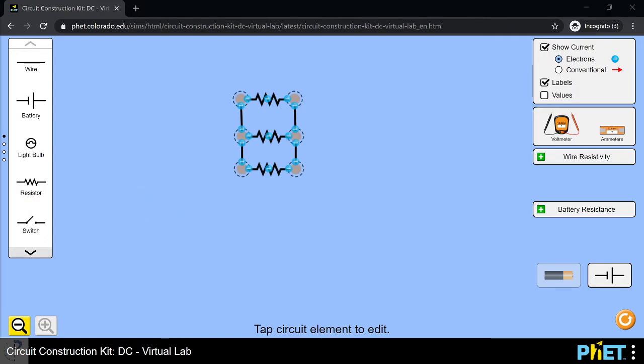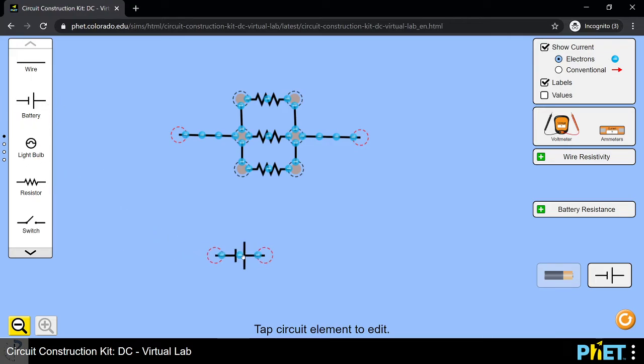All right. And we want some more wires. So wire. And from here, I need to connect it to a battery. So let's get a battery. And then connect the wires. We need a full circuit, or a closed loop. And there we go. It's now moving. Let's use conventional flow.